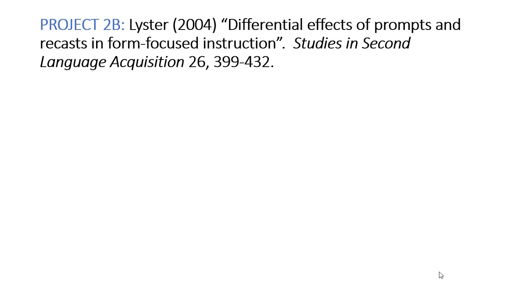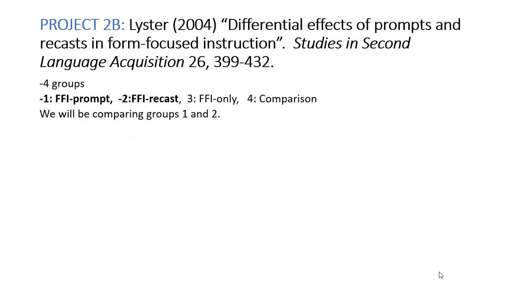The second project is from Lyster, 2004. This appeared in an article called Differential Effects of Prompts and Recasts in Form-Focused Instruction, in Studies in Second Language Acquisition number 26. Here he had 4 groups, and group 1 was the form-focused instruction group with prompts. The second one was the form-focused instruction group with recasts. The third one was only form-focused instruction, and number 4 was a comparison group. Now here we will be concentrating only on groups 1 and 2.